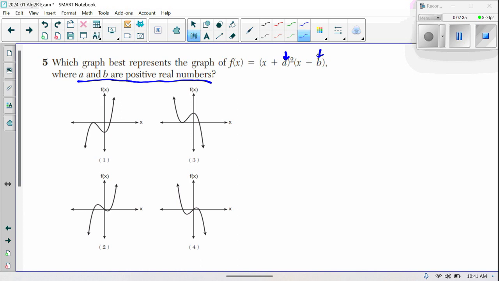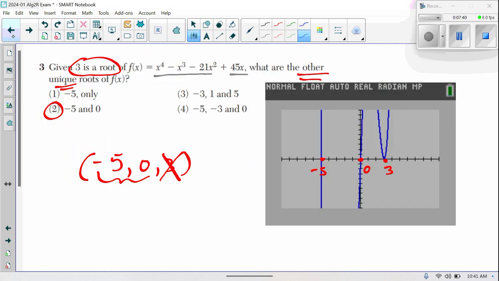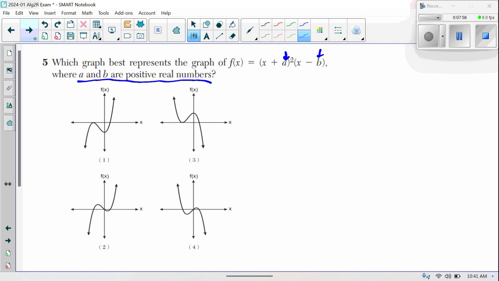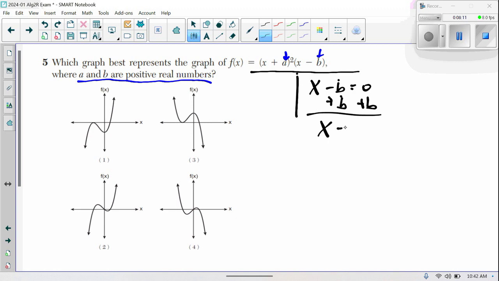Well, I feel like this is a common theme, right? If I go back here to 3 and 2, root is the same thing as my x-intercepts. And then we go back here, roots, x-intercepts. So this is kind of a big theme for at least this specific test. So if I were to solve this, I'll start with x minus b equals 0. I like to go right to solving. I add b to both sides, and one answer is x equals b.